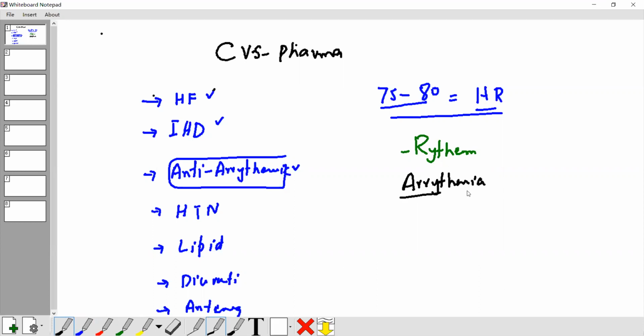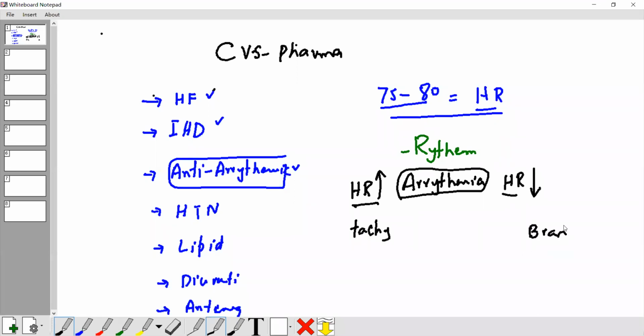Arrhythmia, mainly the heart rate is affected. Heart rate may be down, heart rate may be up. Understand? It's your rhythm. The heart is not pumping with a constant speed. So if the heart rate is up, it's tachy. If the heart rate is down, it's brady.